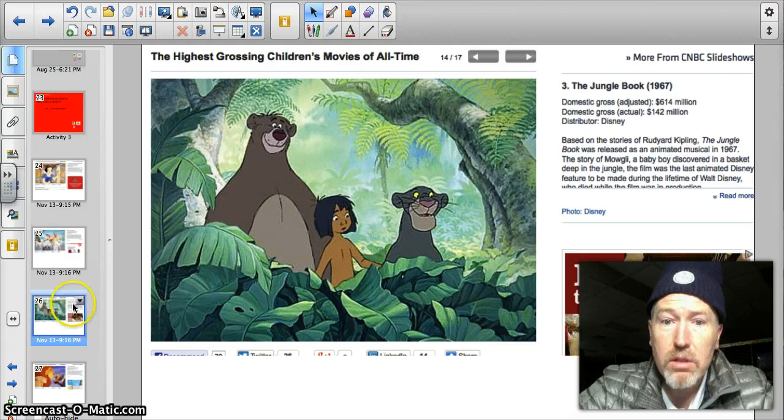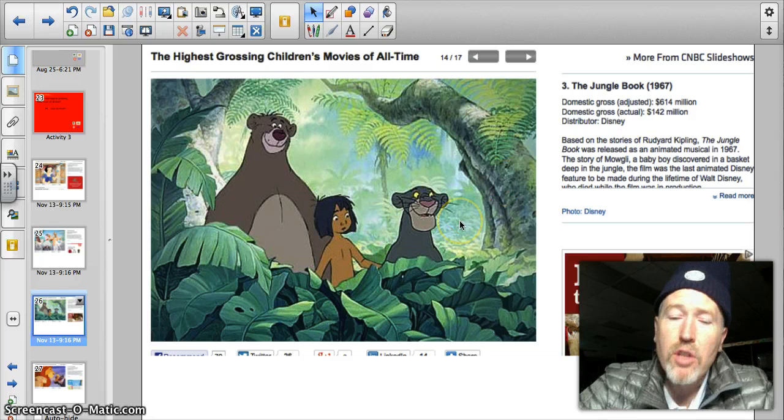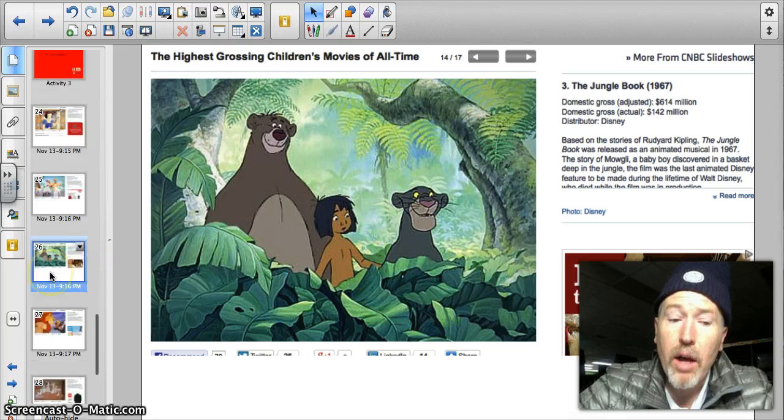Wait, what's this? The Jungle Book, number 3, 1967. That brought in $142 million. Adjusted gross would be $614 million. So basically, the 3 highest grossing movies of all time were put out almost before I was born. I was actually born in '64, so I was 3 when this came out, but a long time ago.